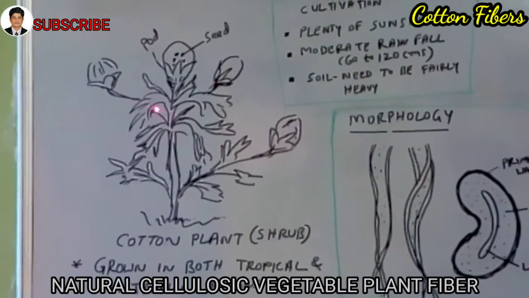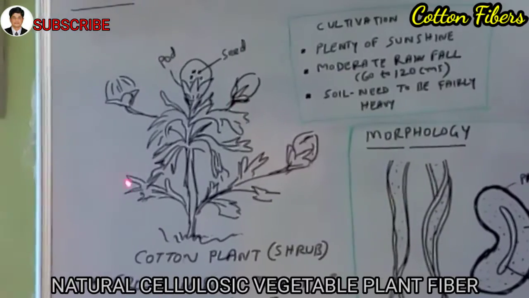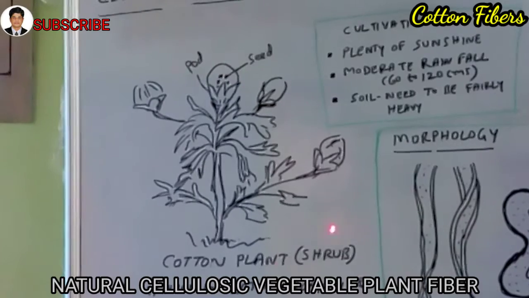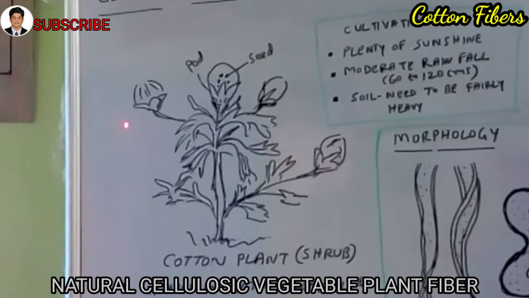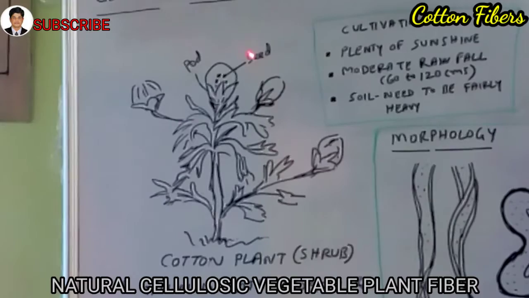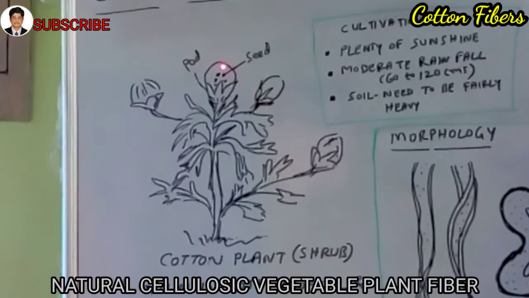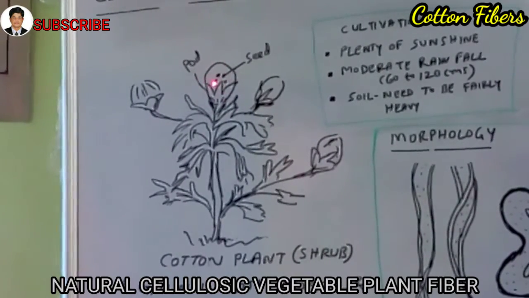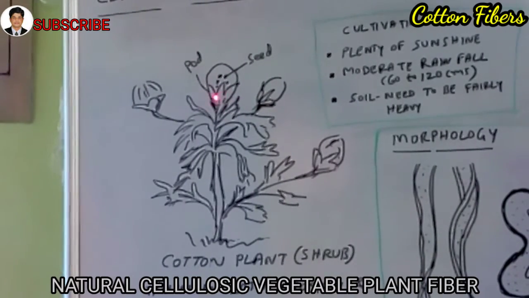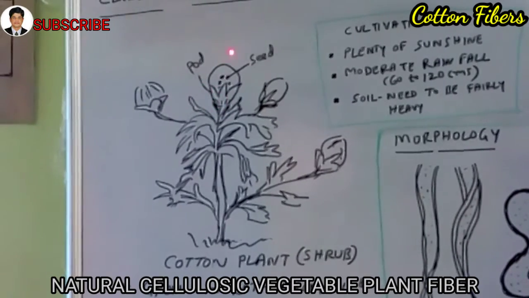This is the plant from which the cotton is extracted. When it is nearest to harvesting, the cotton plant produces a number of flowers. Each flower produces a pod. The petals of the flower cover this pod.